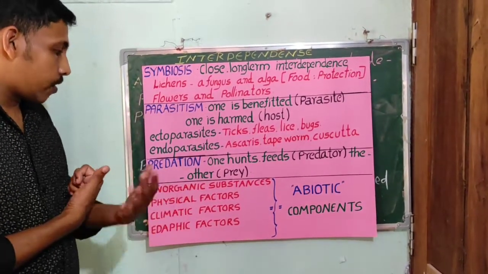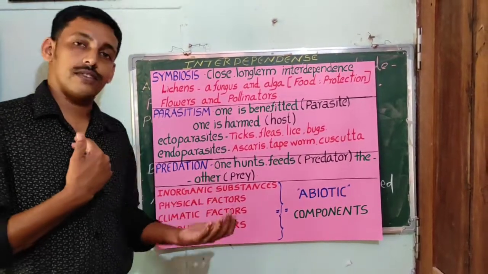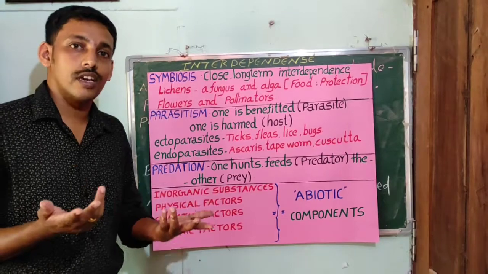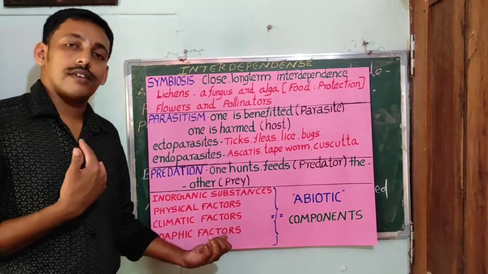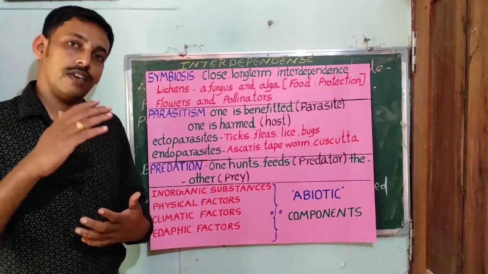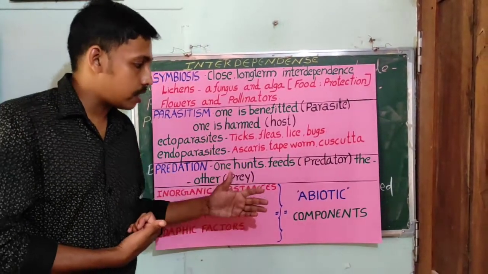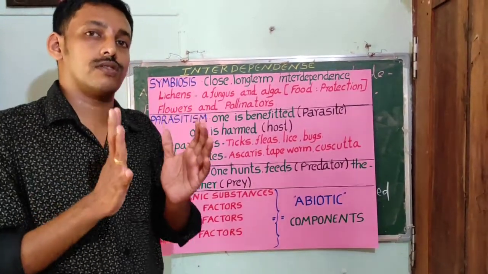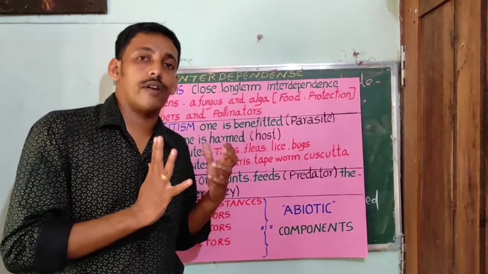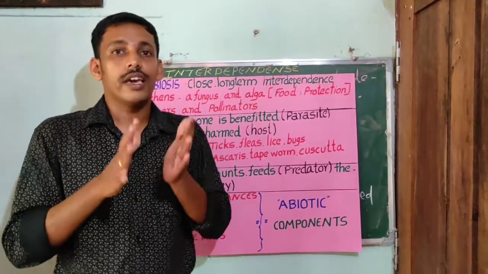Then the physical factors. That may include the air. Then the climatic factors: the sunlight, the temperature, humidity, the wind. Then edaphic factors. This means the properties of the soil: the chemical, biological and physical properties of the soil. All these are included in the edaphic factors. So all these are the abiotic components, the non-living components of the ecosystem. We are interacting with these abiotic components, so there is an interaction between the abiotic and biotic components of the ecosystem.